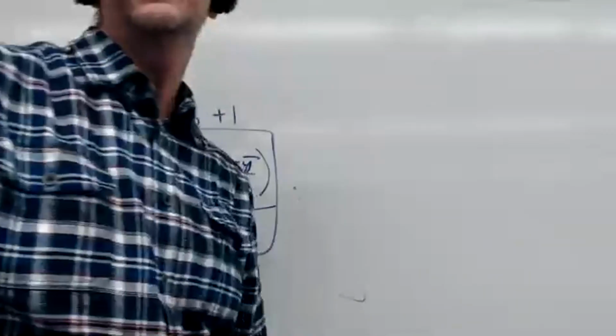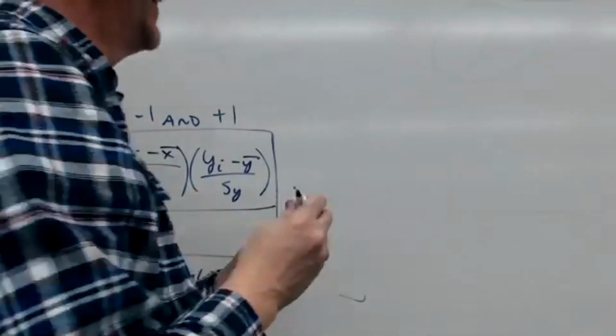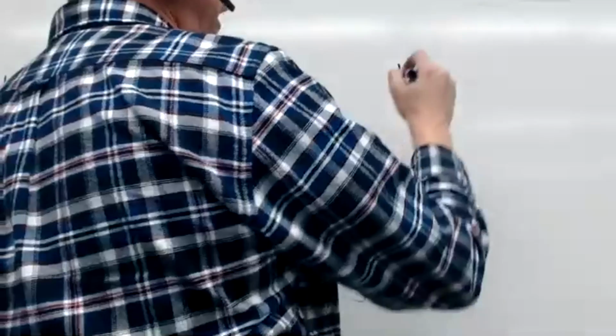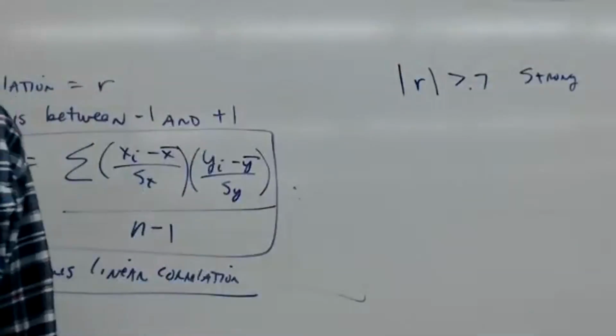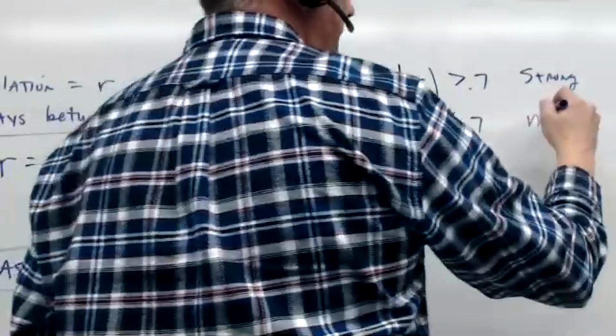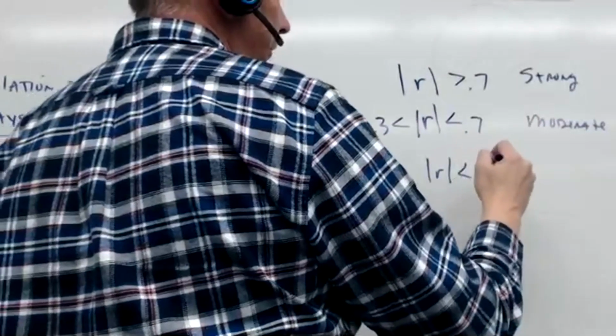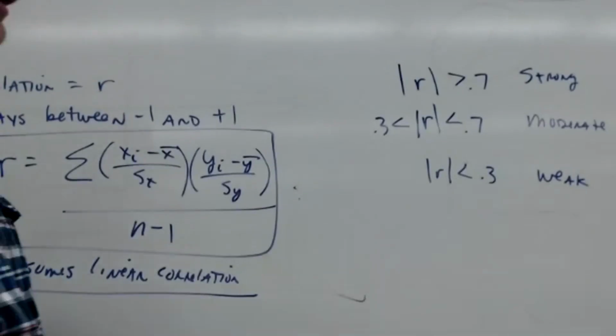Okay, I'm going to give you a rule today, and then probably on Thursday I'm going to break it. But this rule will stand for today. So if the absolute value of R is greater than 0.7, I'm going to call that strong correlation. If the absolute value of R is between 0.3 and 0.7, I'm going to call that moderate. And if your R is less than 0.3, I'm going to call that weak.